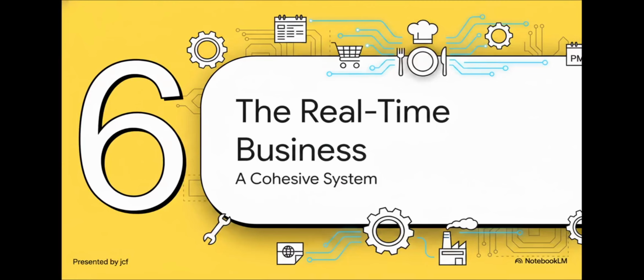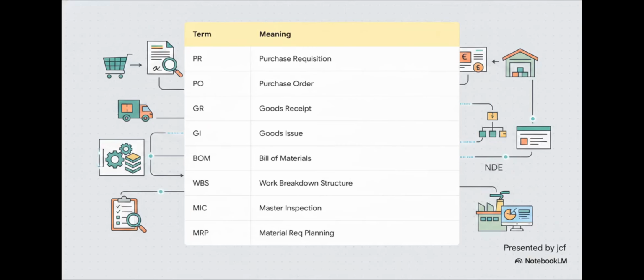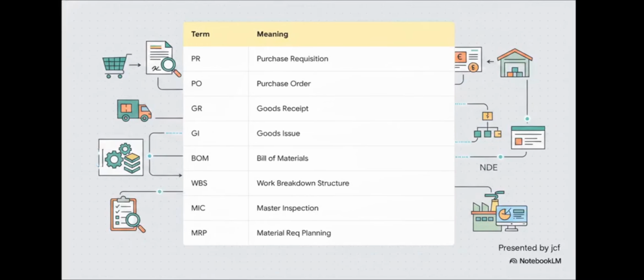Let's pull this all together in our final section, the real-time business. To really master this, you kind of have to speak the language, right? We're talking about going from an initial PR, a purchase requisition, to a finalized BOM, the bill of materials, all the way to NDE testing at the end. Every single one of these acronyms, whether it's a goods receipt, a WBS, or MRP, represents a vital puzzle piece in SAP that is constantly talking to all the others.